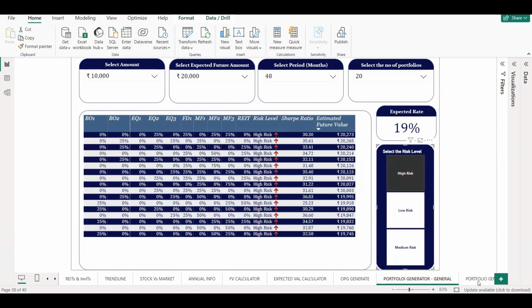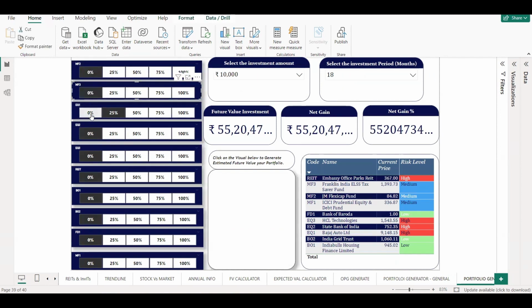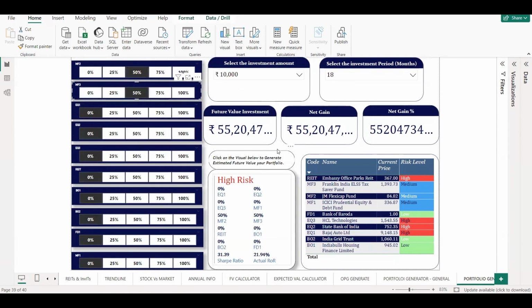And next, it's a different way of the same analysis. We can choose the proportion of amount we want to invest in different investment options. And you can see the expected future value that this dashboard holds. So if you select the amount you have in hand and select the proportion of amount that you are willing to invest in different options, you'll be able to see the future value of investment based on the number of periods that you're willing to invest.